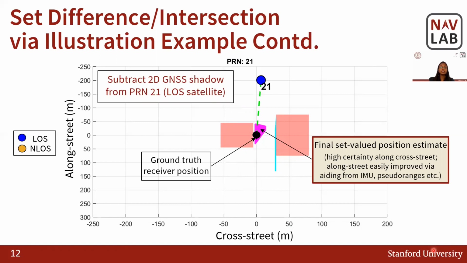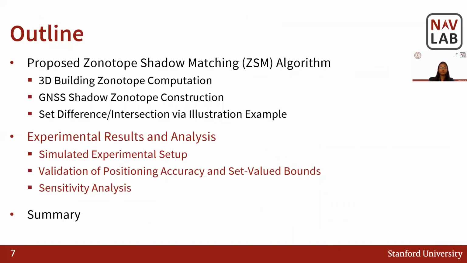Note that the estimated final set valued position has high certainty along the cross-street direction. Even though the along-street direction is not as good as the cross-street, note that along-street accuracy can be easily improved via aiding from other sources such as IMU and pseudoranges.